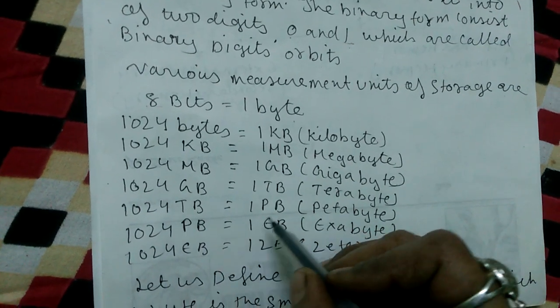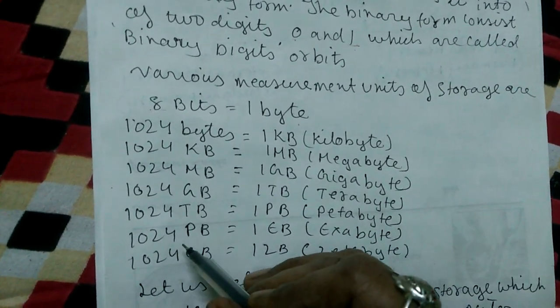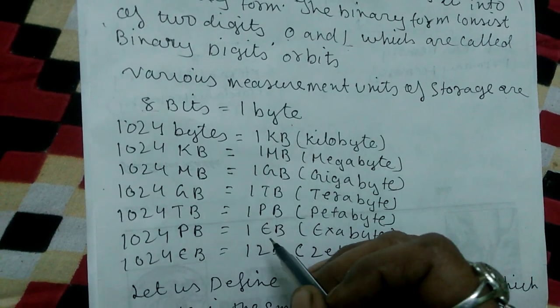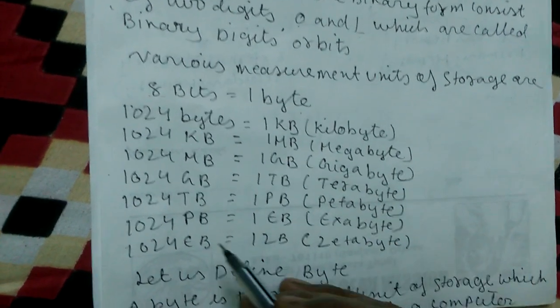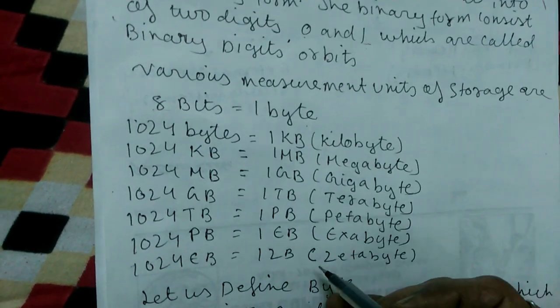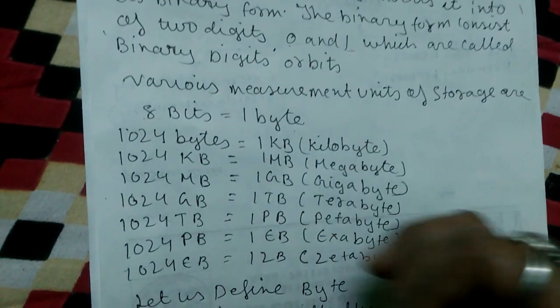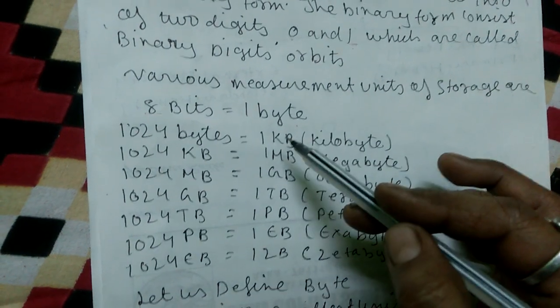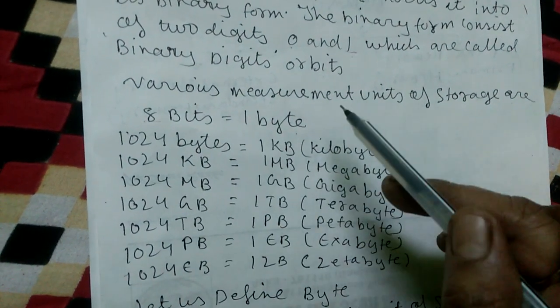1024 terabyte is equal to 1 petabyte. 1024 petabyte is equal to 1 exabyte. 1024 exabyte is equal to 1 zettabyte. So children, remember this. This is important word. Remember, 8 bits is 1 byte.